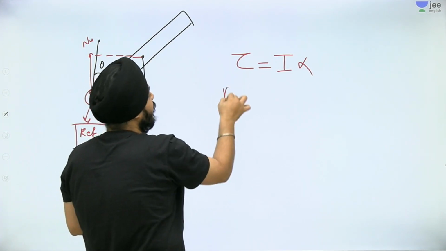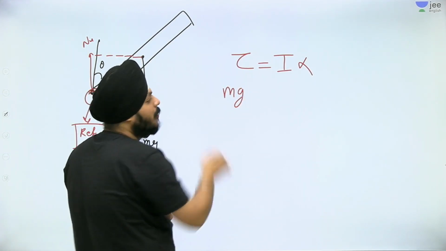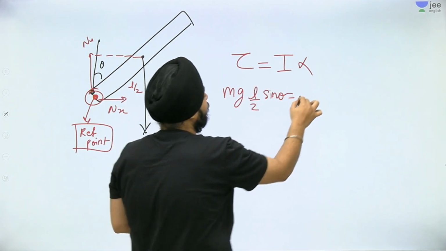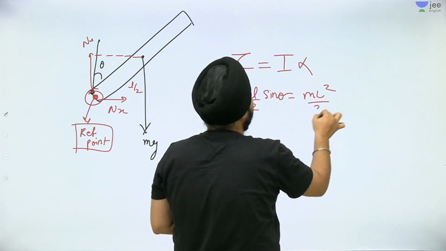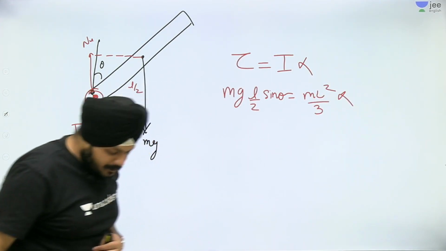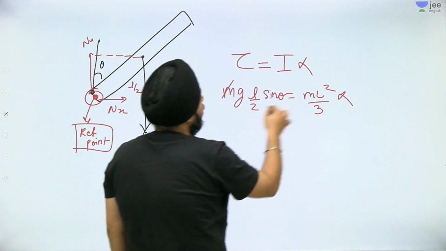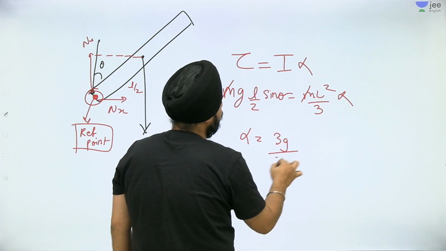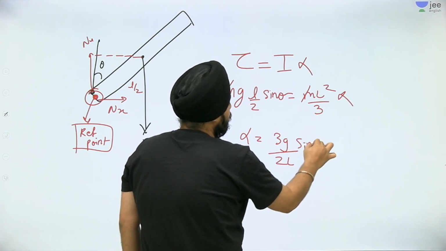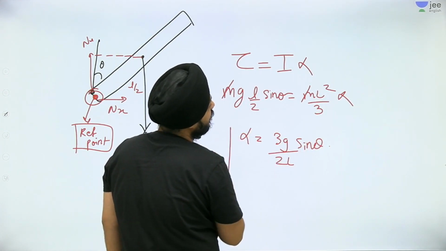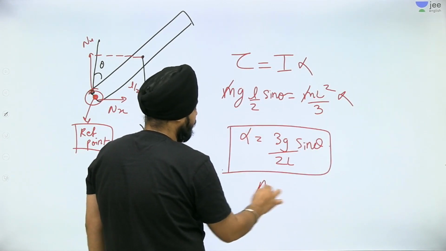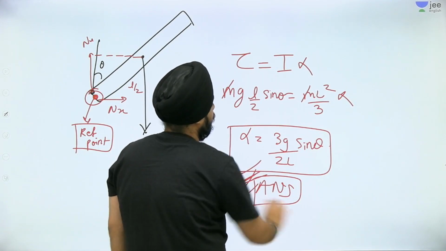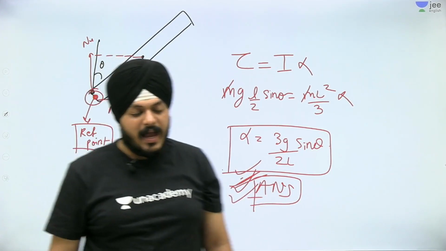So can I say this mg will produce the torque? Perpendicular distance to the mg is L by 2 sine theta. Moment of inertia is equal to ml square by 3 alpha. So in this case, m is gonna cancel. Alpha would be 3g by 2l sine theta. Guys, this is my answer.